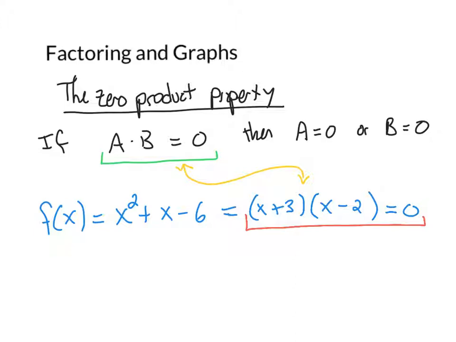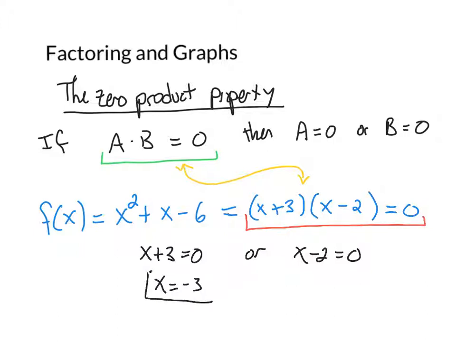So the zero product property tells me one of two things has to happen. Either x plus 3 is equal to 0, or x minus 2 is equal to 0. And then if I rearrange these, by subtracting 3 from both sides, this tells me that x has to be equal to -3, or x has to be equal to 2.